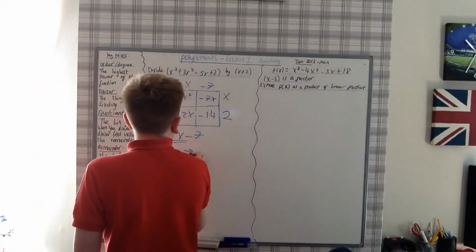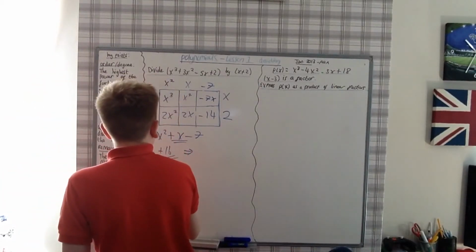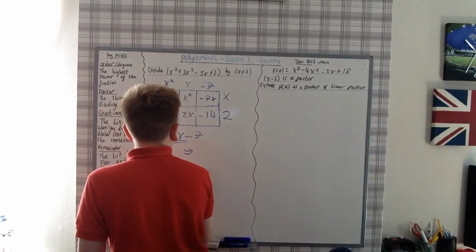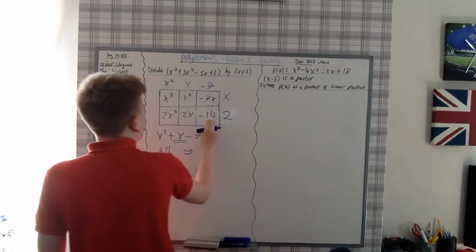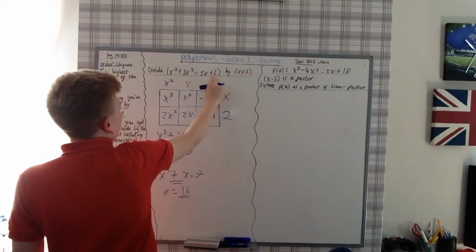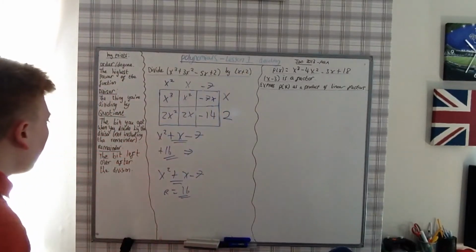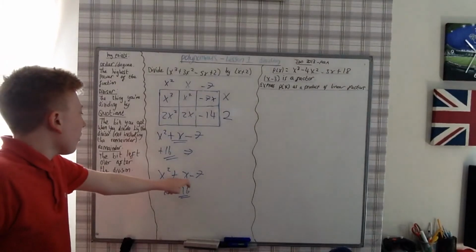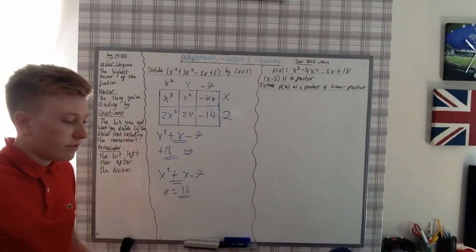So, the answer overall is x squared plus x minus 7. And our remainder is 16. Minus 14 plus 16 gets us to the plus 2. So there's our answer, guys. X squared plus x minus 7 with remainder 16.